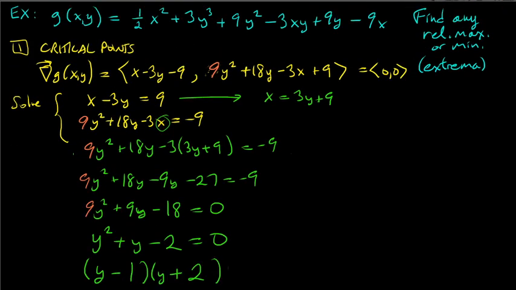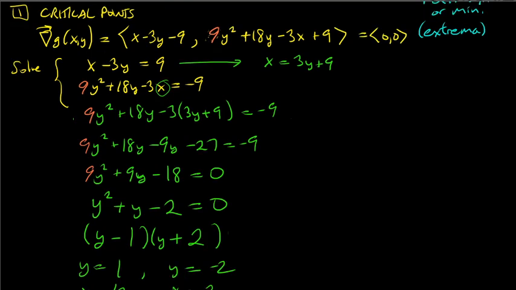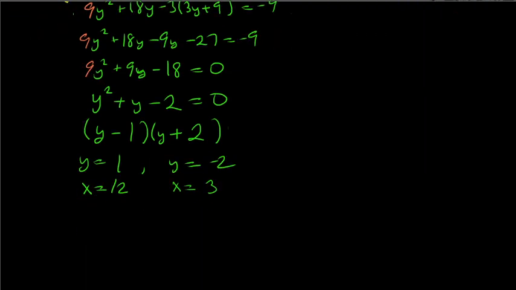So I'm sorry about that. Look, we all make mistakes, right? I'm glad I caught it before I did the whole thing. So here's one critical point. It's 12, 1. Remember the x comes first. And then 3, negative 2. So these are the 2 critical points.